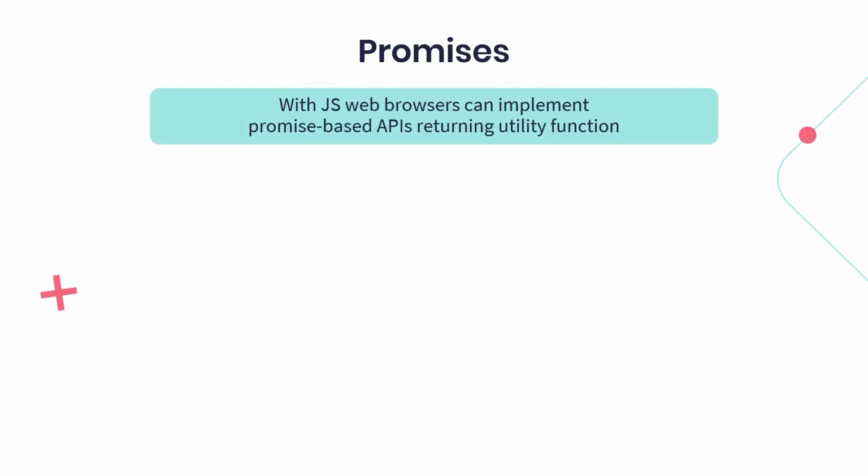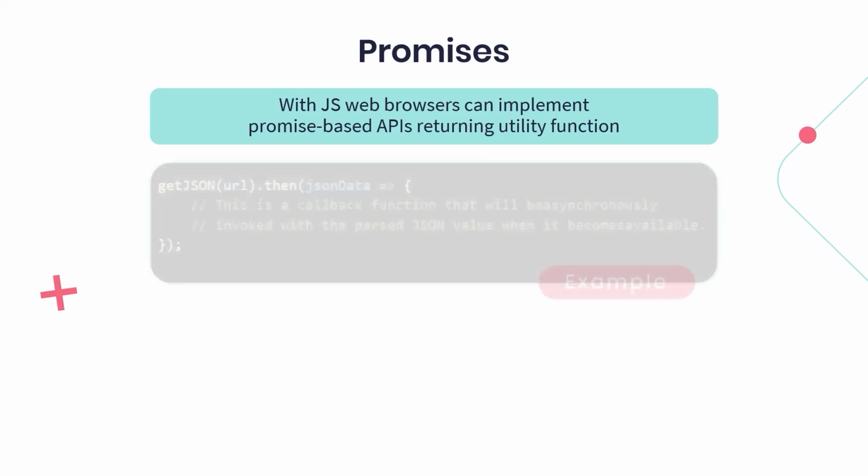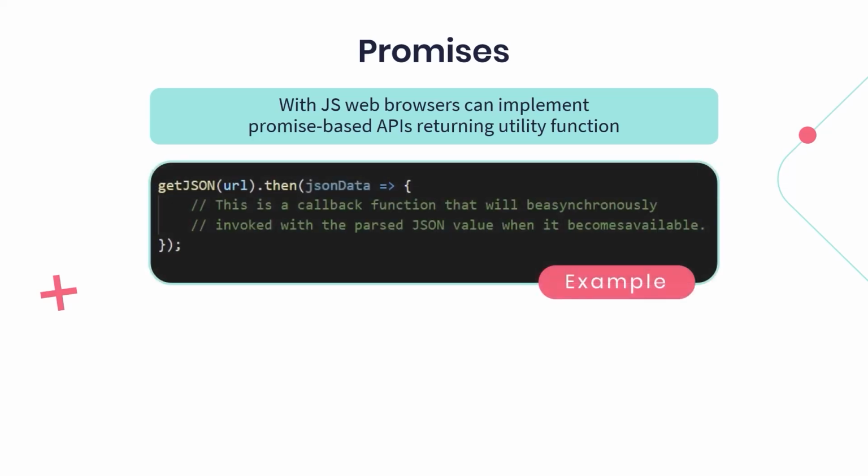With the advent of promises in the core JavaScript language, web browsers have begun to implement promise-based APIs. Let's take a look at how we would use this promise-returning utility function. Here's an example. getJSON starts an HTTP request for the URL you specify, and then, while that request is pending, it returns a promise object. The promise object defines a then instance method.